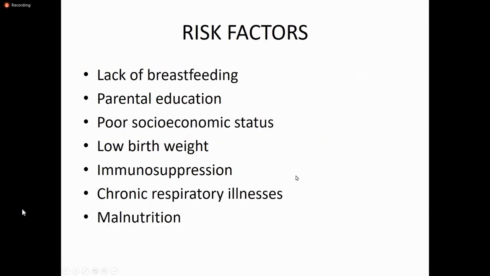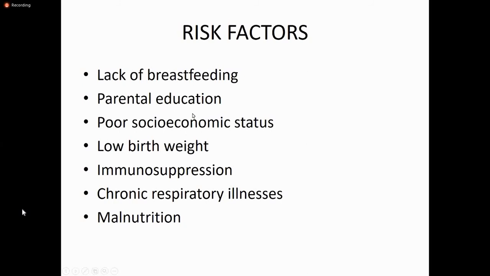Now, there are certain risk factors for acquiring pneumonia in children. For example, lack of breastfeeding is a big risk factor. We know that breast milk contains immunoglobulins, which help in boosting the immunity of the child. So if the child is not on breast milk, he is not getting sufficient immunoglobulin from the formula milk, and he or she is at risk of having pneumonia. Secondly, bottle feeding with bad hygiene also increases the risk of upper and lower respiratory tract infections along with diarrhea. So lack of breastfeeding is a huge risk factor.